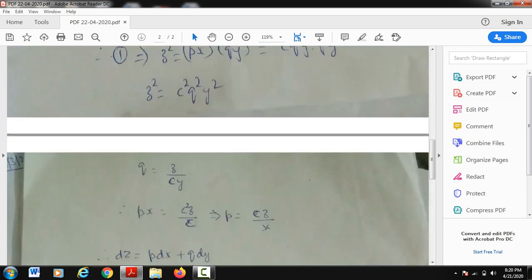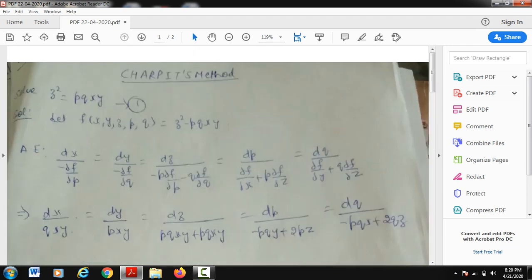Okay, so students, I am explaining this method again. Basically, Charpit's method is a method which is used to solve partial differential equations. The steps you have to learn, I will summarize once again. First of all, denote the given equation by f of x, y, z, p, q is equal to 0. Mark it as number 1.